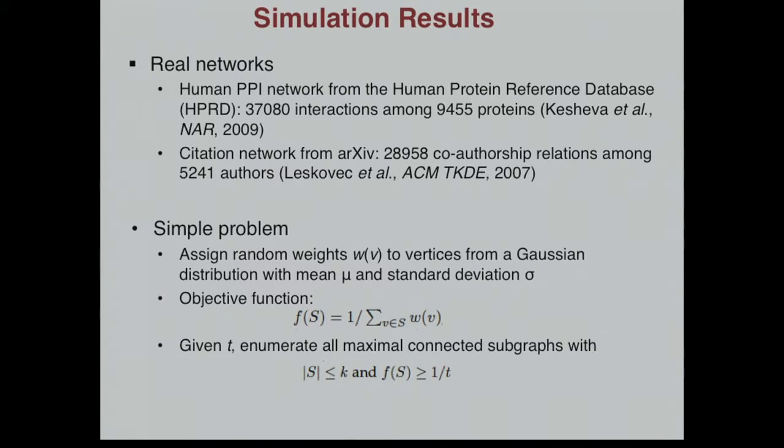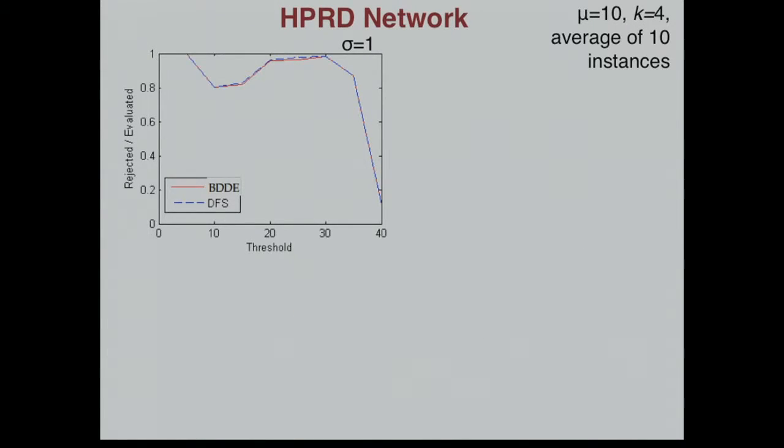Both of them have in the order of thousands of nodes and in the order of 10,000s of edges. The problem that we defined is we assigned random weights to the vertices, and then we are looking for maximal subgraphs such that the total weight doesn't exceed a given threshold. With this setup, by playing with the standard deviation of the node weights, we can adjust the difficulty of the problem. And by playing with the mean of this distribution and the threshold we use, we can play with the size of the output, how many subgraphs this will return. So this gave us full control on the problem, essentially.